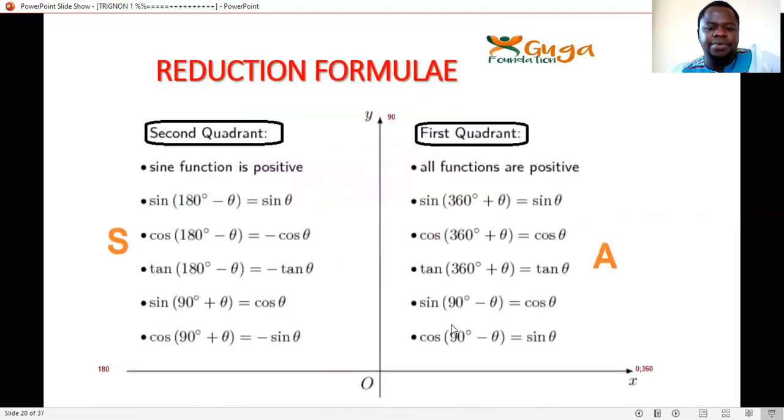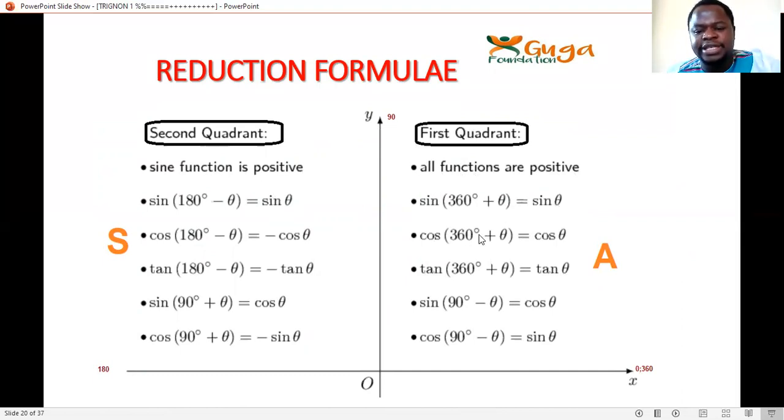Okay, now let's look here. You've got A, meaning all are positive. So here we say A: all functions are positive in the first quadrant. Here you've got 0 degrees, plus 90 is 90 degrees, and here you've got 180. So let's look here first. Sine of 360 plus theta: 360 plus theta is in the first quadrant. Is sine there positive? Yes, it's positive. Is it a cofunction? No, it will remain the same. It does not change.